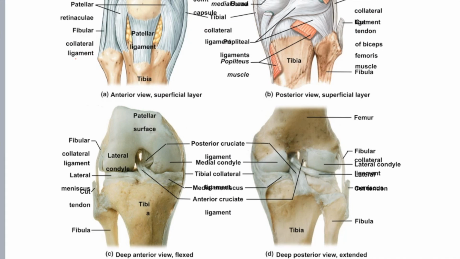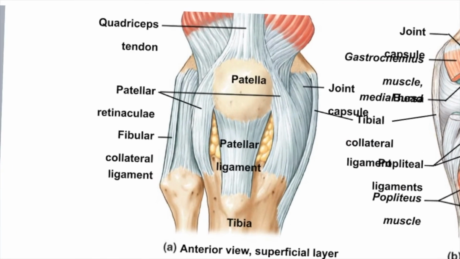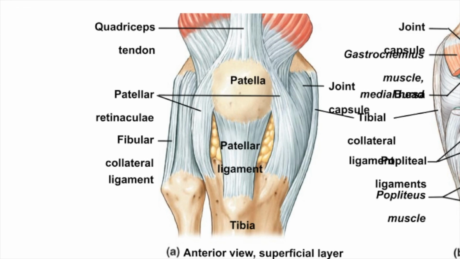look at the knee. So this is looking at the front of the knee, and here's the patella, the kneecap. Right above the kneecap, we have the quadriceps tendon that's coming from the quadriceps muscle and attaching to the patella. Down below, we have the patellar ligament, and that's a ligament, so it's going from bone to bone. It's going from the patella to the tibia.